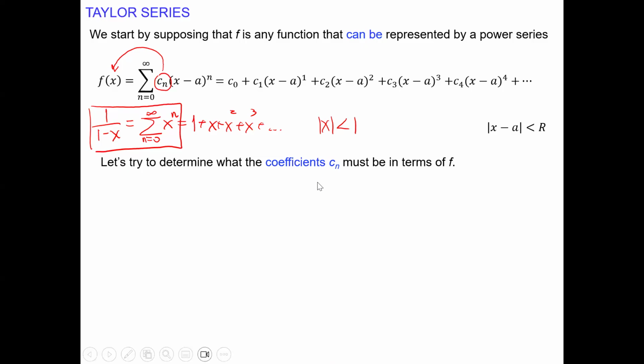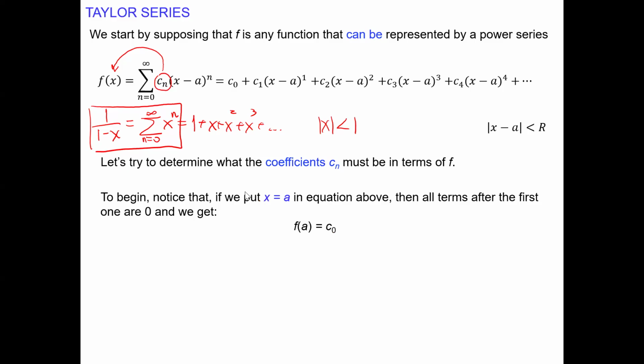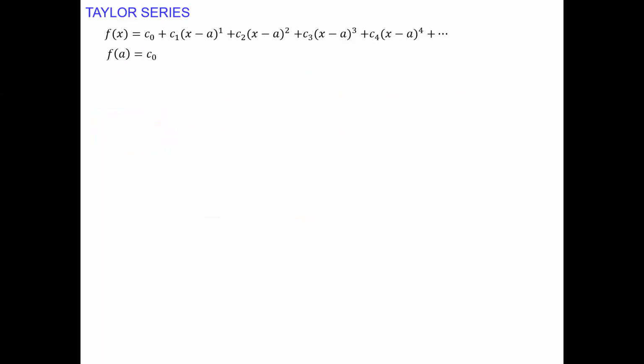Let's try to determine the coefficient c sub n. First of all, we will look at what is happening at the center a. We substitute a instead of x in this expansion. That means a minus a is 0, and all the terms vanish. That means f of a is just the constant c sub 0. So we have a nice connection: f of a is c sub 0, always. Nice. Let's keep moving. f of a is c sub 0.